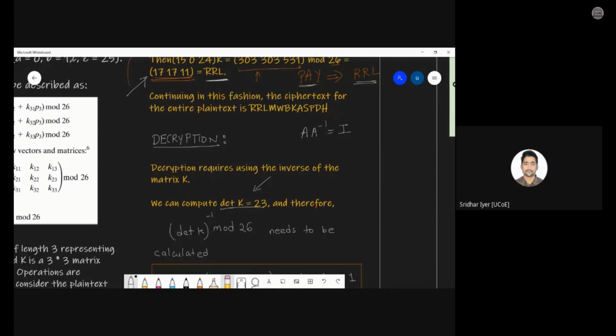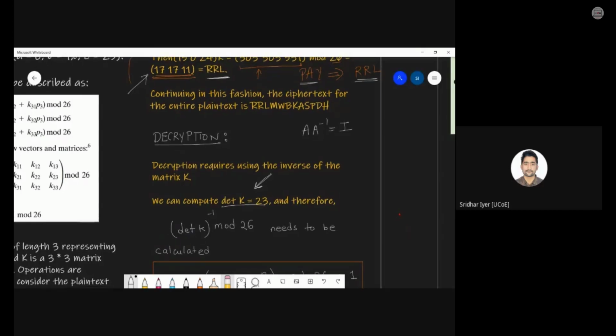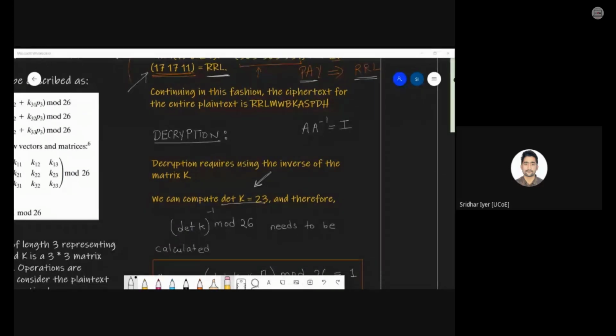Am I clear? You can simply write it down. Determinant of K equal to 23 because you're going to need it. I'm going to make sure you solve this particular problem. This is one of the most important ciphers from this particular chapter. So kindly write down determinant of K is equal to 23.